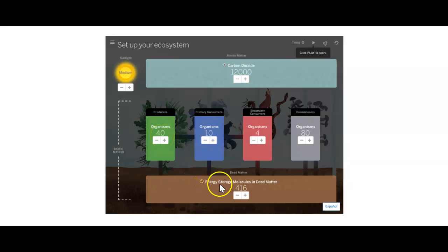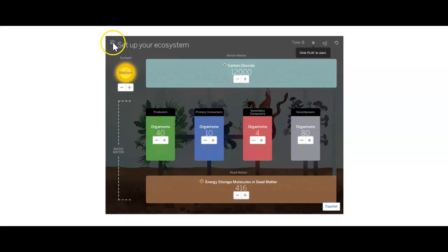We can see that we have energy storage molecules. I'm remembering those from our previous unit. These are the number of energy storage molecules that are in the dead matter. So remember when they're talking about the biodome, they were burying their dead matter under the ground. This also connects with what we do in real life, like with our landfills. We bury our matter that we want to decompose under the ground.